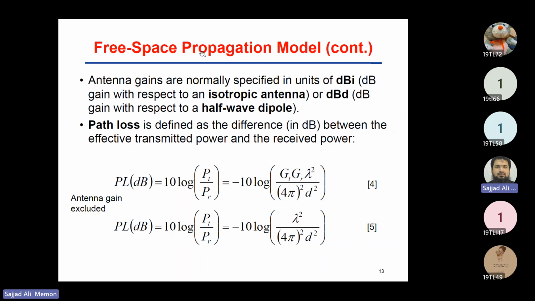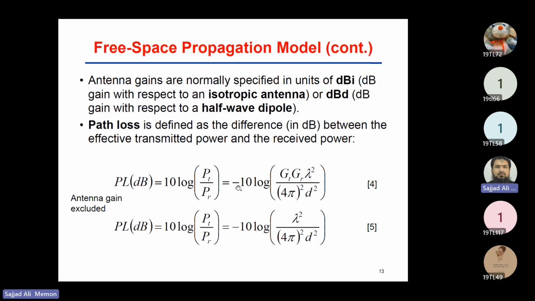The free space propagation model basically helps us in calculating the received power at a distance. If you know the transmitting power, you can calculate the received power using the free space propagation model. Then you can calculate the path loss very easily, because it's a difference in dB between the transmitted power and the received power. So PL, the power loss in dB, is equal to 10 log PT over PR. If you convert that into the logarithm scale, it will be 10 log PT minus PR, or in conventional form it will be equal to minus 10 log GT GR lambda square by 4 pi square d square, minus because it's a loss.